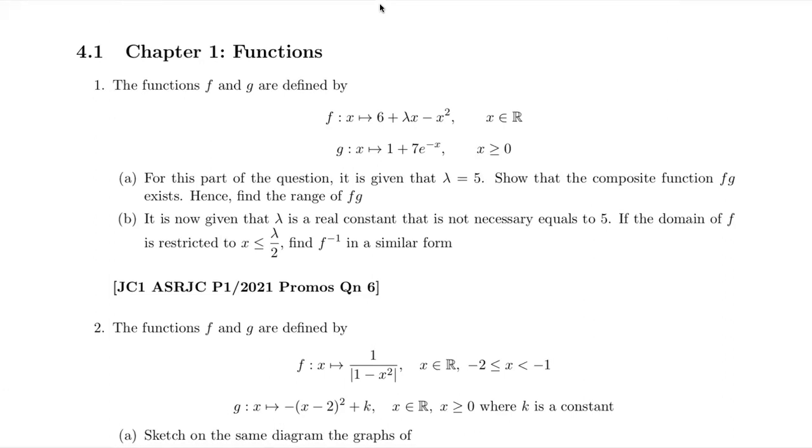Correct, okay, I'm correct. Okay, so question 1. Okay, so please try.